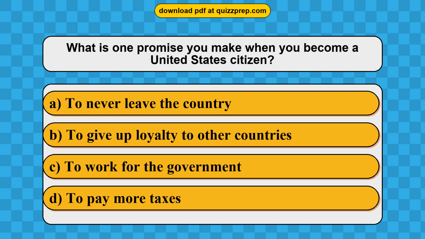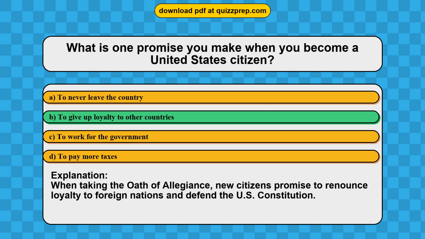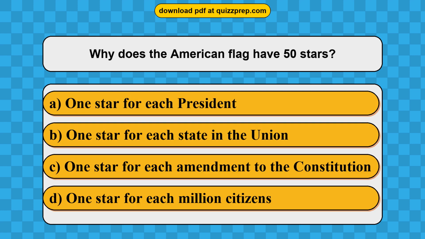Question 93. What is one promise you make when you become a United States citizen? Option A. To never leave the country. Option B. To give up loyalty to other countries. Option C. To work for the government. Option D. To pay more taxes. The correct answer is option B. To give up loyalty to other countries. When taking the oath of allegiance, new citizens promise to renounce loyalty to foreign nations and defend the U.S. Constitution.